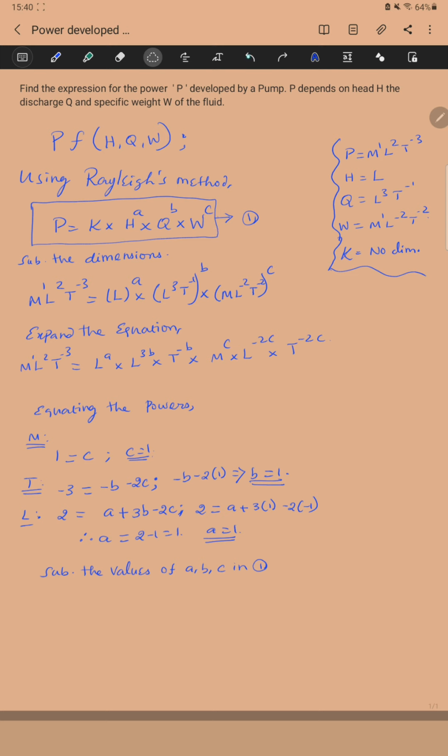So I get P equals K as it is, H power A is 1, Q power B is also 1, W power C is also 1. So I can write this as P equals K times H Q W. And in order to find the value of K, we have to conduct quite a lot of experiments, and then we'll be able to identify what the value of K is. Is that okay, my dear people? This is Rayleigh's method.